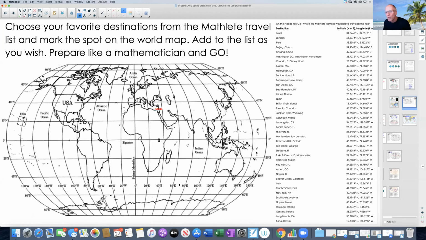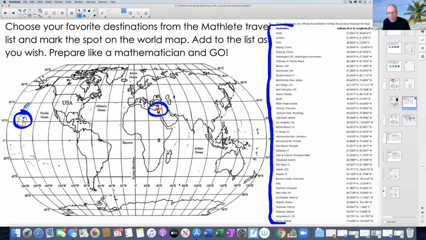Now, the thing I want you to work on this week: take all the destinations that the mathletes were going to go to and put them on the world map. So Israel, some people were going to Hawaii, some to China, some to California, some to Turks and Caicos, some to Spain, some to Italy, some to France. And I want you to use the coordinates to find all these amazing places.